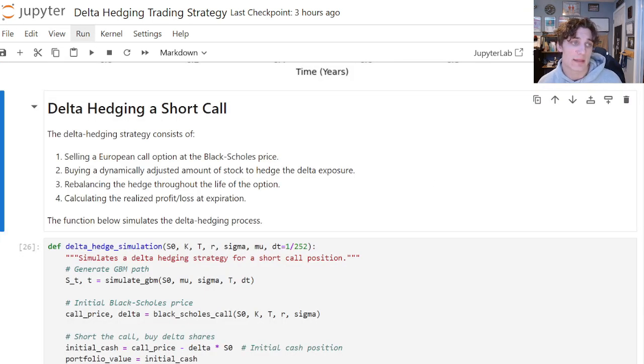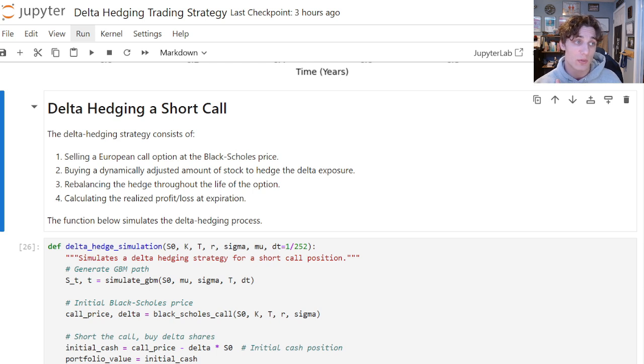Let's take a look at delta hedging in the context of a short European call position. I'm going to sell a European call option, which means my net delta position is going to be negative. In other words, if the option price increases, this is good for the guy who holds the option. He wants the option price to go up. I don't necessarily want the option price to go up. If it does go up, that means the value of my option position is going to decrease.